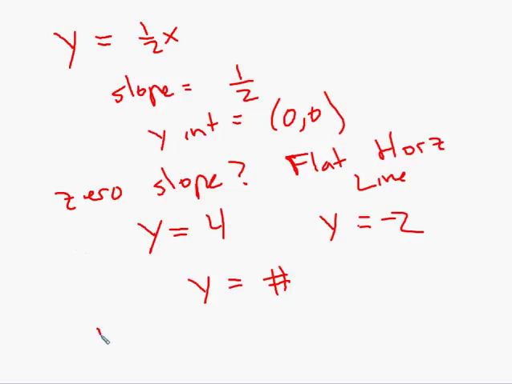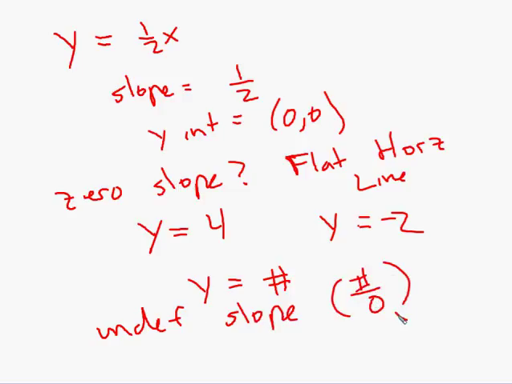I also have an undefined slope. That's when I have some number over 0. I can't have 0 in the denominator. And that's going to give me a vertical line, which is going to be like x equals something, like x equals 3, or x equals any number.